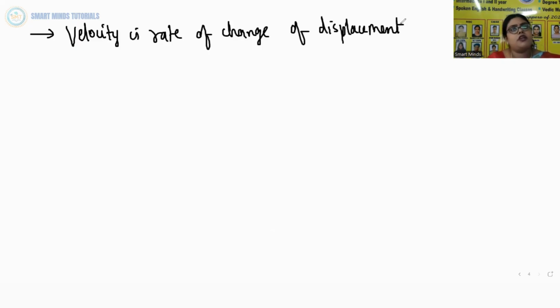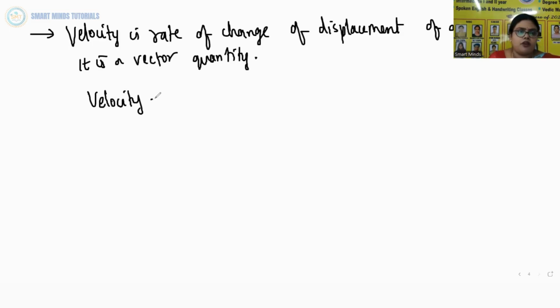So speed and velocity are almost close to each other. Speed is rate of change of distance and velocity is rate of change of displacement. And because distance is a scalar quantity, speed is also a scalar quantity. And because displacement is a vector quantity, velocity is also a vector quantity. Understood? So velocity is rate of change of displacement of a body. Body is nothing but object. And it is a vector quantity. So the formula for velocity is displacement by time.